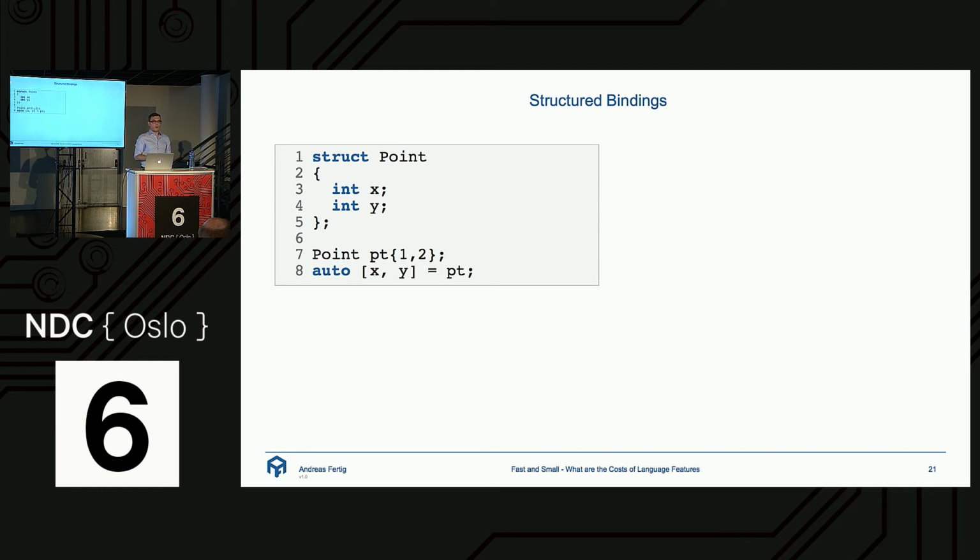It uses .ignore for that. It was decided that for the first release of structured bindings, that shouldn't be possible. So how do they work internally?